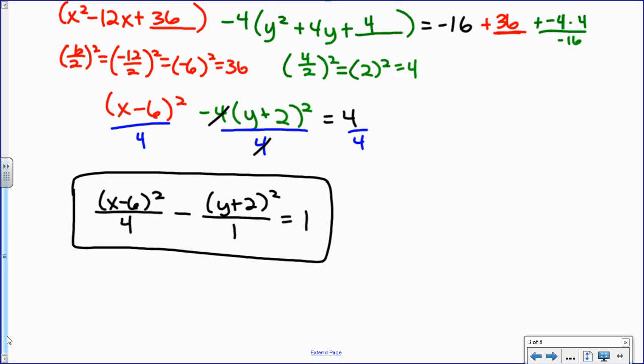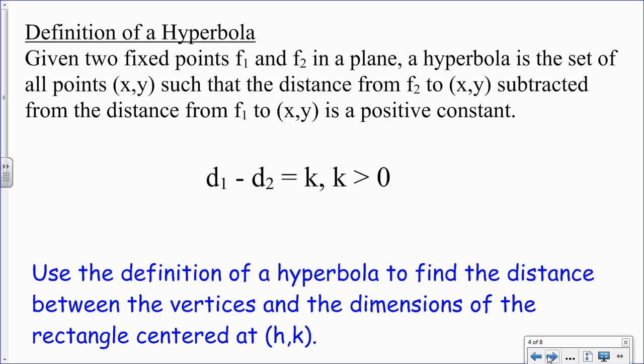Questions about that process? That is something you will have to do on your quiz. Okay, now we're going to talk about the definition of a hyperbola.